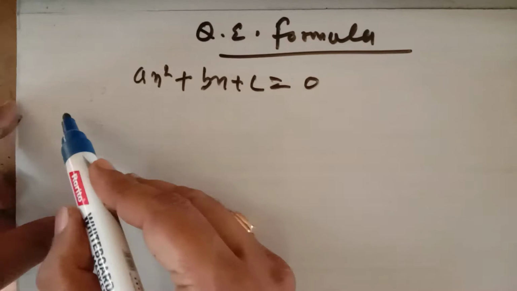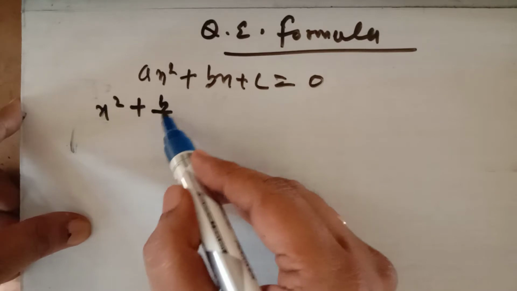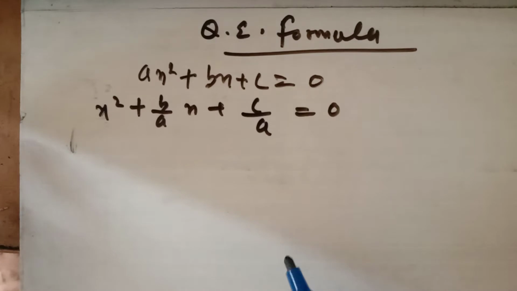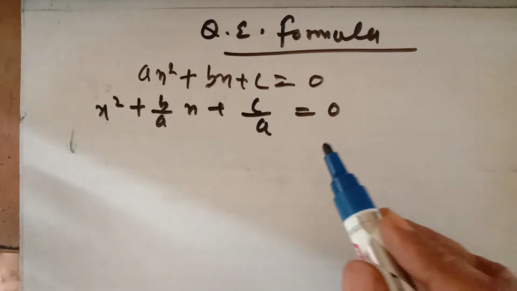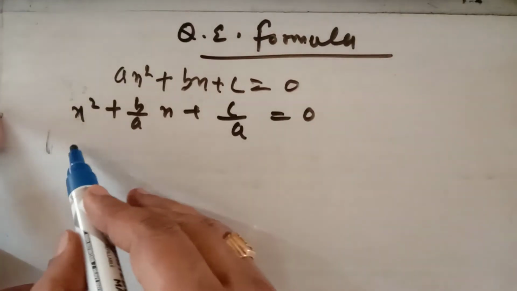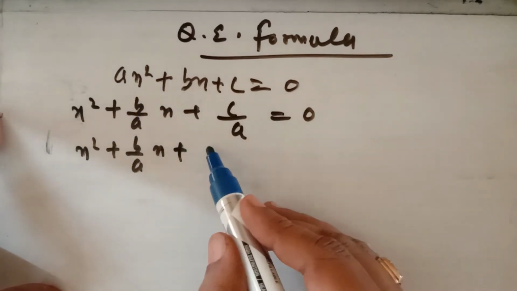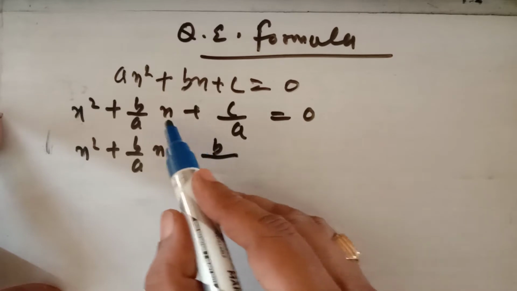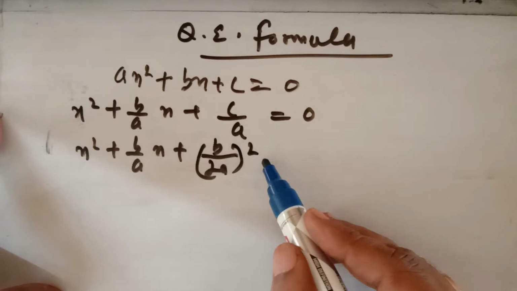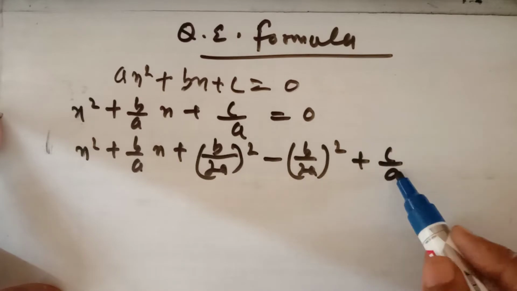So how can I find it? I am first dividing the whole equation by a, so it will become x squared plus b upon a x plus c upon a equal to 0. This will be used for finding the roots of the quadratic equation by completing the square also. So what I have to do is add and subtract the half of the coefficient of x. What is half of the coefficient of x? It is b upon 2a. The whole square of this I will add and subtract. This is the method to solve the quadratic equation by completing the square also.